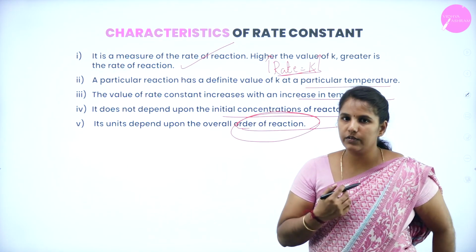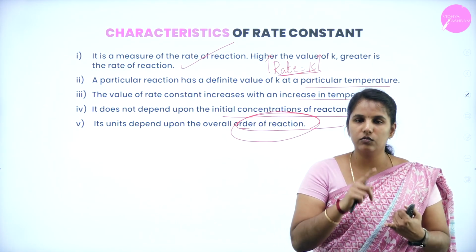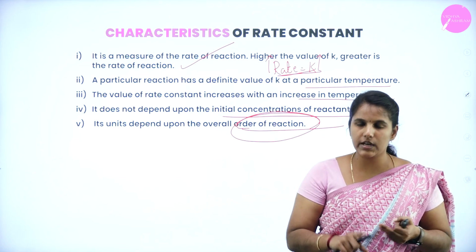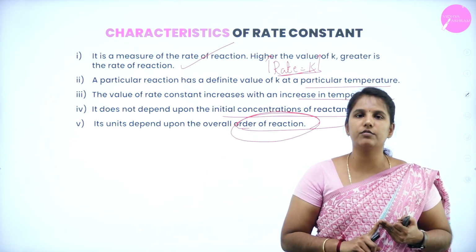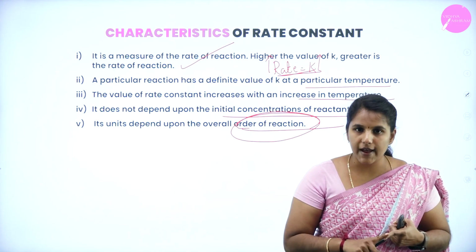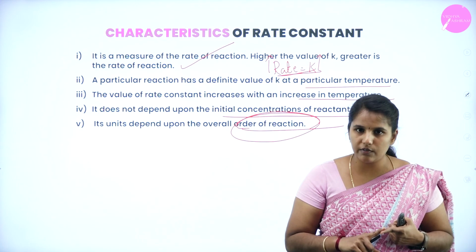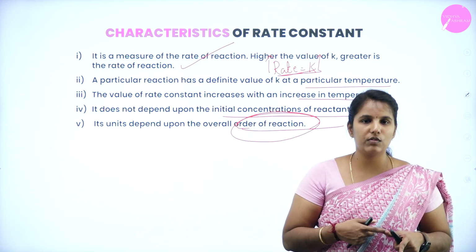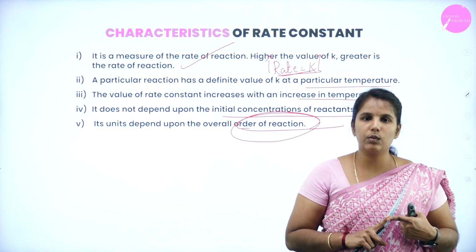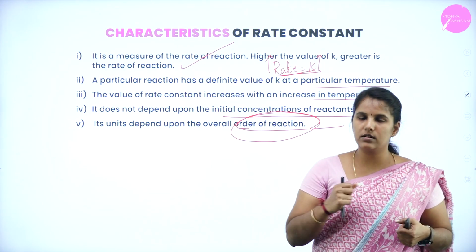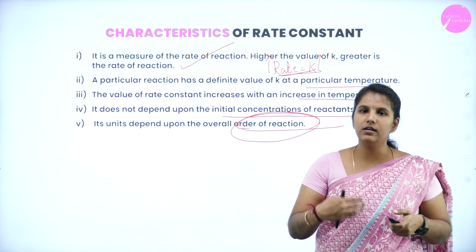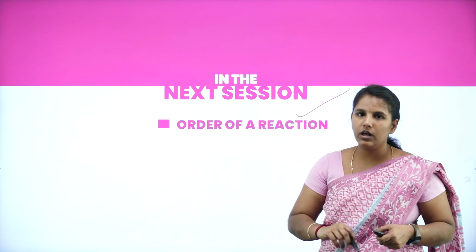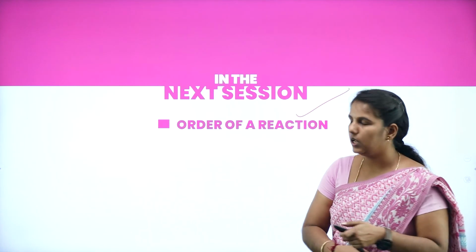Hope you all understood today's session. We have learnt what the rate equation is, how to write the average rate of the reaction, and the instantaneous rate of the reaction. We have also understood the factors which affect the rate of the reaction, the dependence of the rate equation on concentration, the rate law, and the characteristics of the rate constant. In the next class, we are going to learn more about the order of the reaction.